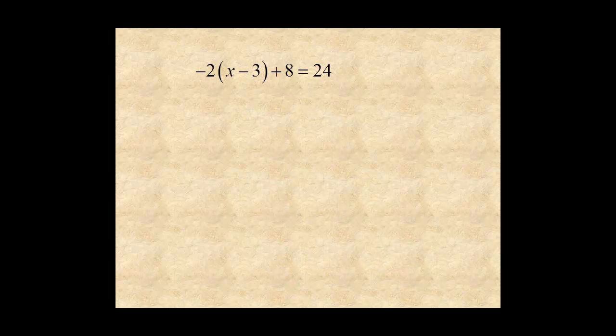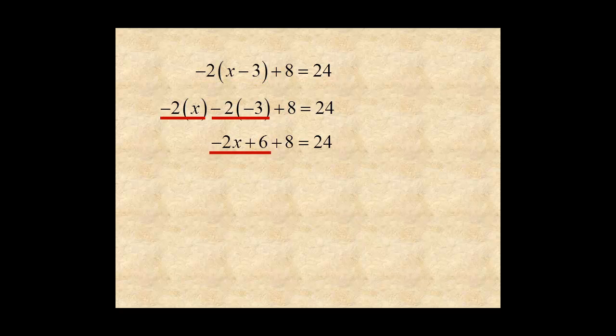Here's one more example of an equation with parentheses. The first step is to distribute negative 2 across x minus 3. This gives negative 2 times x minus 2 times negative 3, which is negative 2x plus 6.